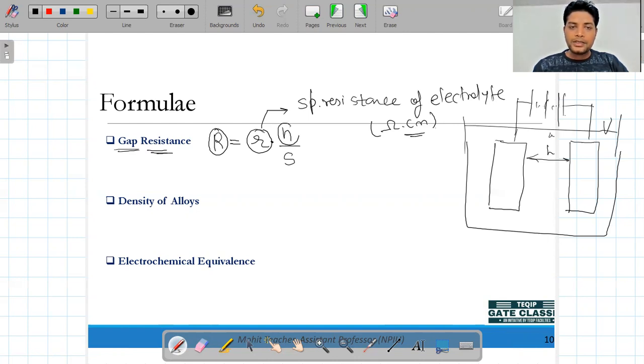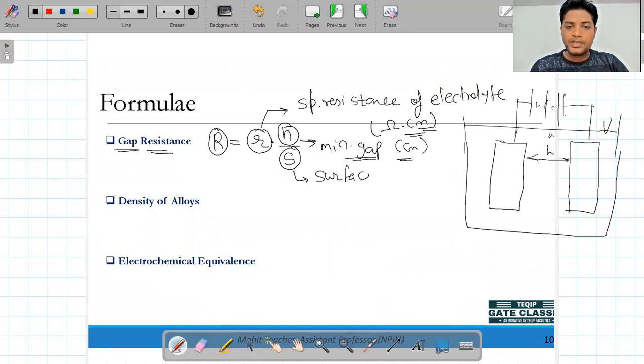H is the minimum gap that is required initially, in centimeter, or if it is given in mm, then you can convert it into centimeter, or convert this value in mm, depending on our comfort. Next, S is basically the surface area, or we can say the cross sectional area.